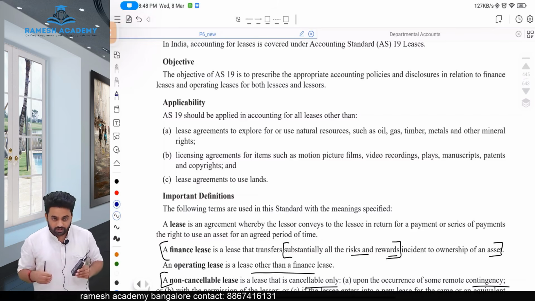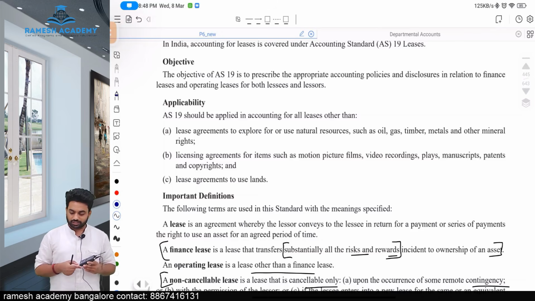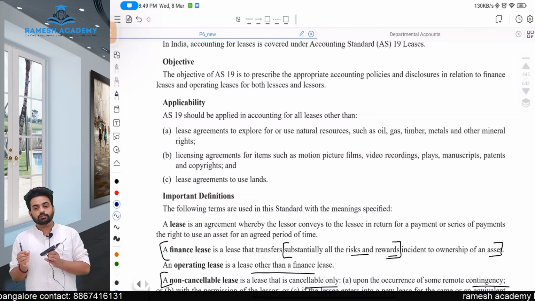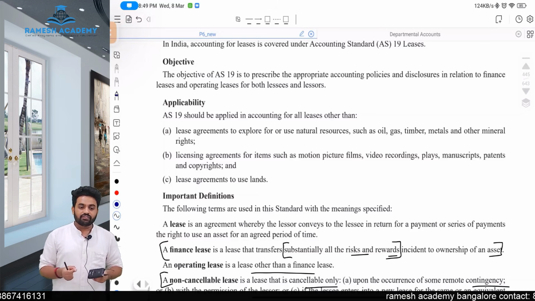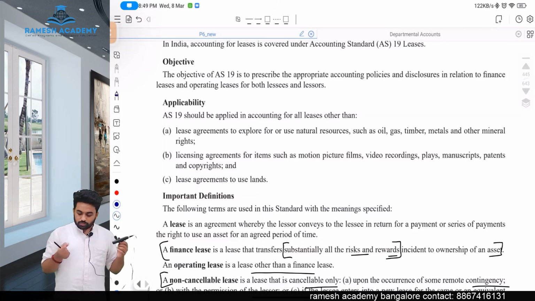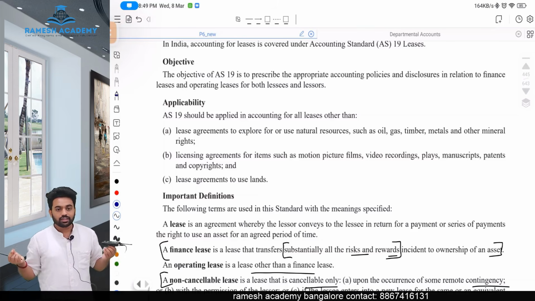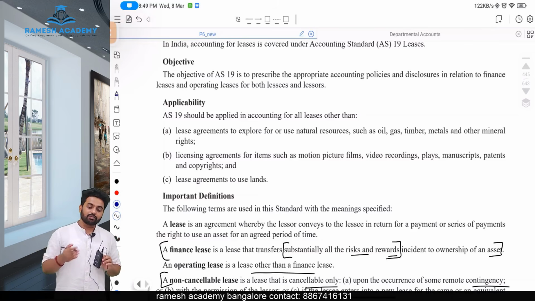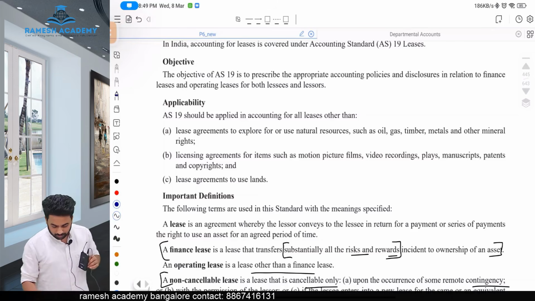Which are those three, sir? One, lease agreements to explore natural resources, minerals, etc. For those, AS 19 is not applicable. If there is any lease agreement relating to motion pictures, video recordings, plays, manuscripts, patents, copyright, etc., AS 19 is not applicable for that also. And if any lease agreement is entered into relating to land, AS 19 is not applicable for that also.